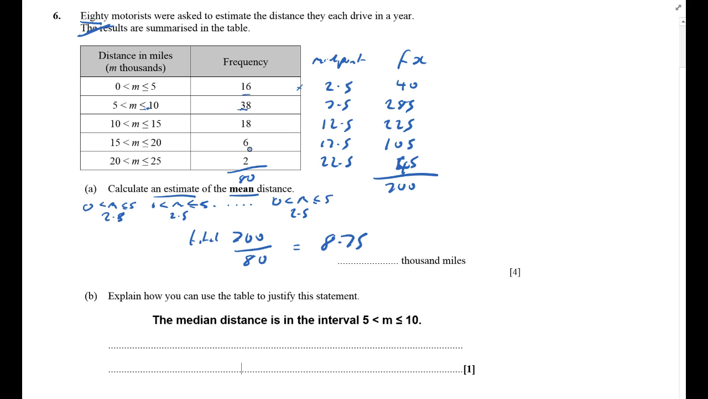Can you justify this? The median distance is in that interval. Well, yeah, because 16 were less than 5, and 54 were less than or equal to 10, because all these 16 here and the 38, so 54 were less than 10. And we want the 40th one, or technically between the 40th and the 41st one, and the 40th one will also be in there. 54 less than 10, and therefore the middle one is in that interval. So it is correct, justified, that's done.